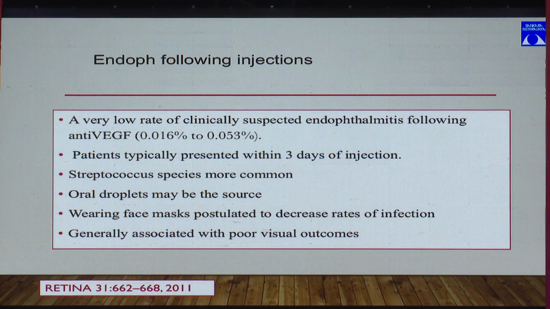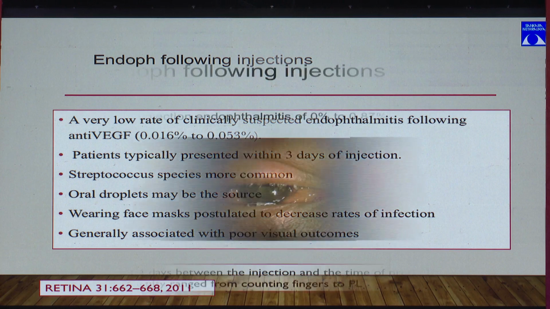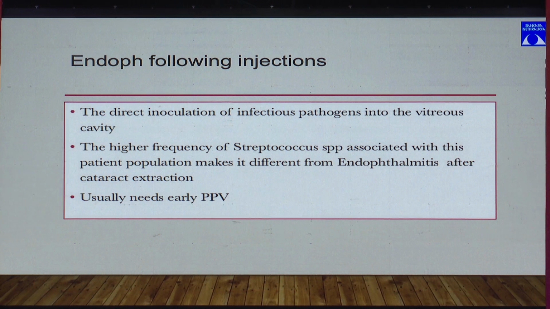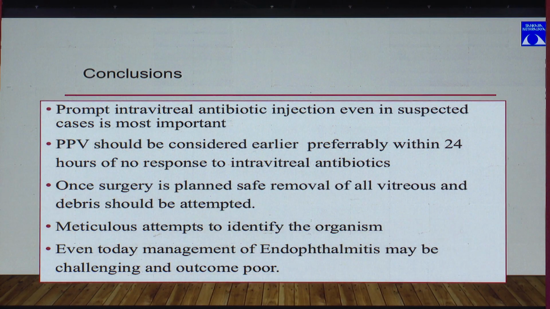Endophthalmitis following injections is something which we all dread. The inoculum is right into the vitreous cavity. You can see this is after Ozurdex, which can be a nightmare. Immediate surgery is necessary, removal of Ozurdex is required, and you end up in surgical intervention.